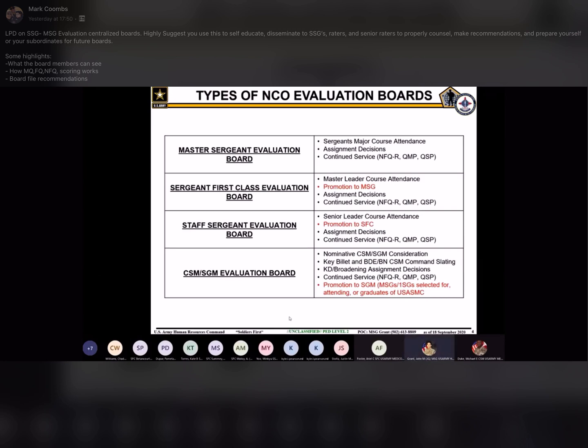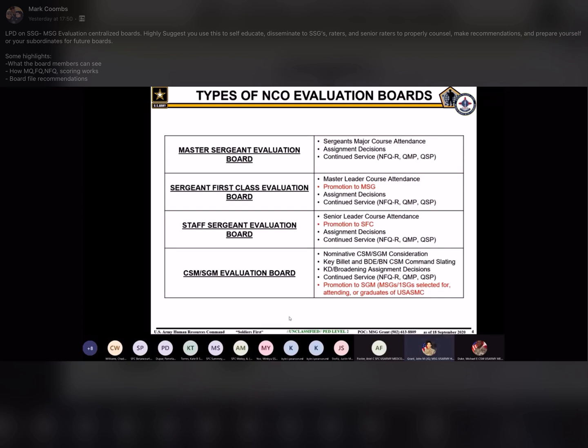So, types of evaluation boards. These are the types of NCO evaluation boards that we conduct here in the DA Secretariat. The thing I want you to pay attention to is right there on the left, the names of the actual boards. For all my staff sergeant promotables out there, you were selected by the Sergeant First Class Promotion Selection Board, right? So you were a staff sergeant competing for that next rank, and it matched the name. Now it's going to be different.